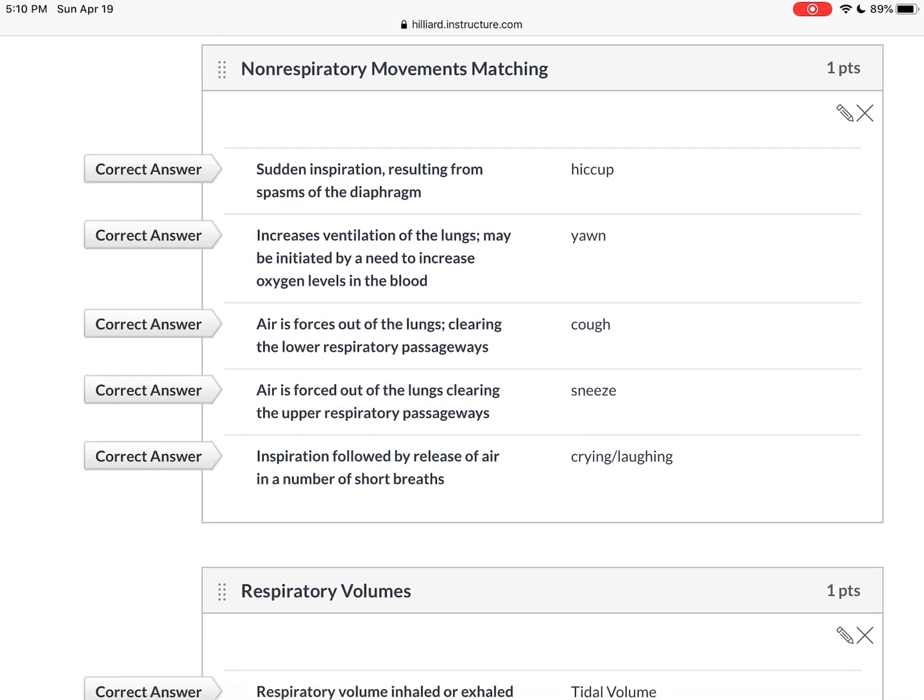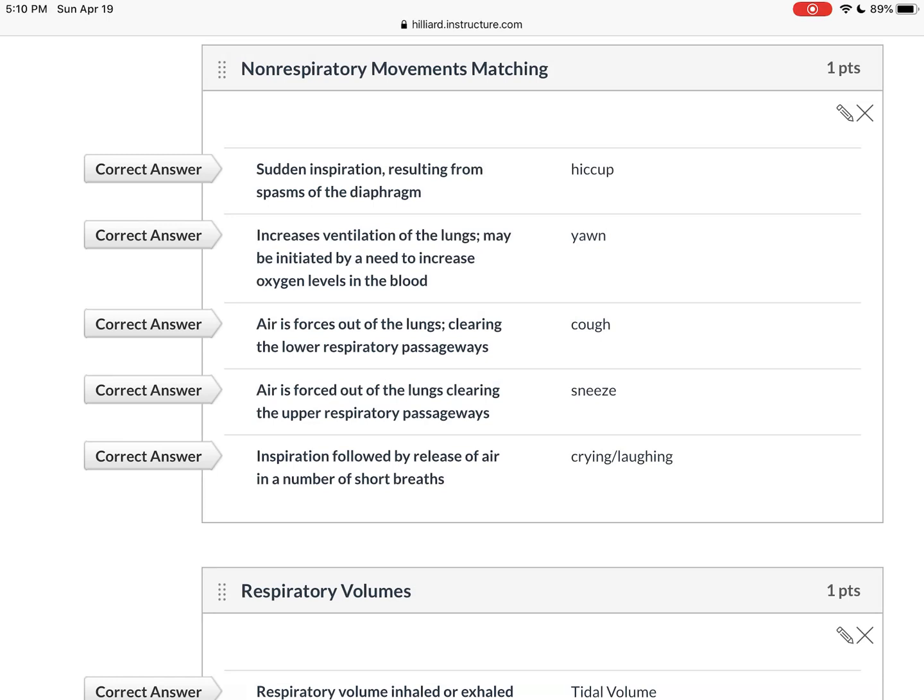This one with the hiccups, yawns, cough, sneeze, crying, laughing. I think what will help you memorize this is, if it's an upper respiratory clearing, it's a sneeze. That's coming out your nose and mouth. A lower respiratory is going to be a cough. So the deeper ones are coughs. The upper respiratories are sneezes. Hiccups in the first one there, you can see that's a spasm of the diaphragm.